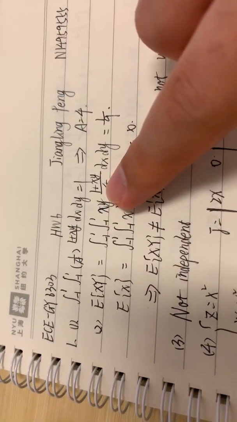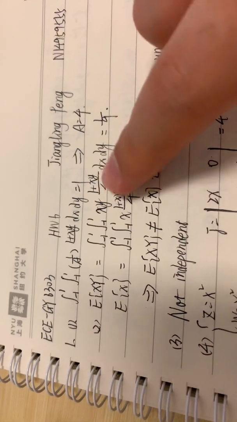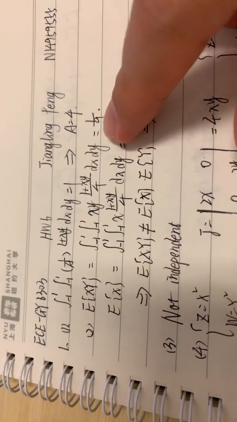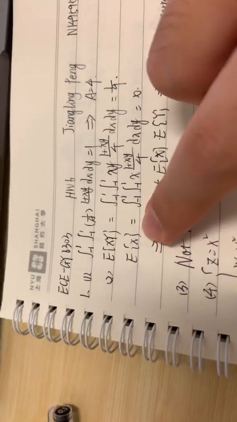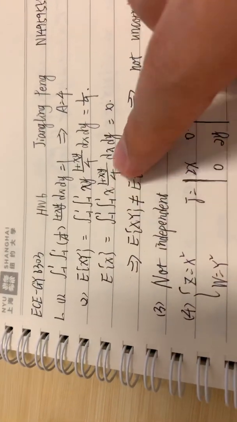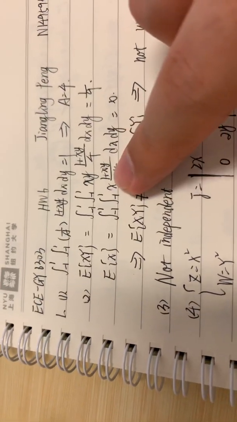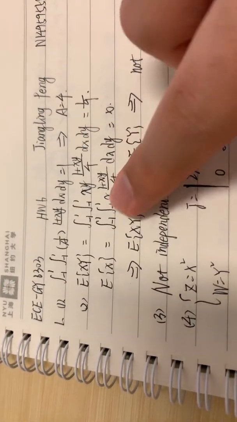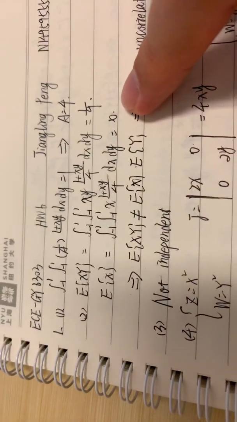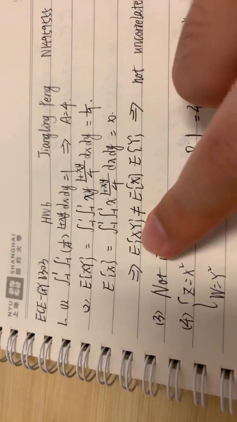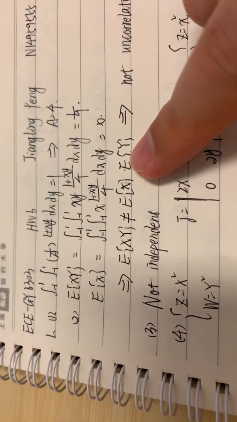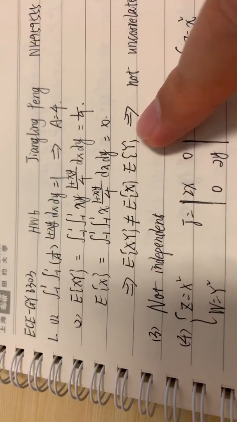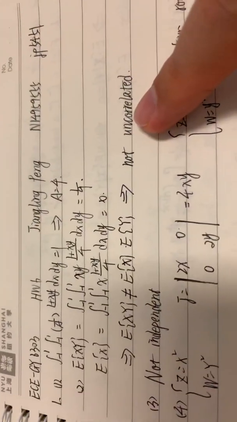XY multiplied by (1 plus xy) over 4 dx dy. The final result is 1 over 9. And we should find the expectation of X, which is an odd function. That's very obvious, it's an odd function, so the final result is 0. So it's easy to see that the expectation of XY is not equal to E[X] multiplied by E[Y], so X and Y are correlated.